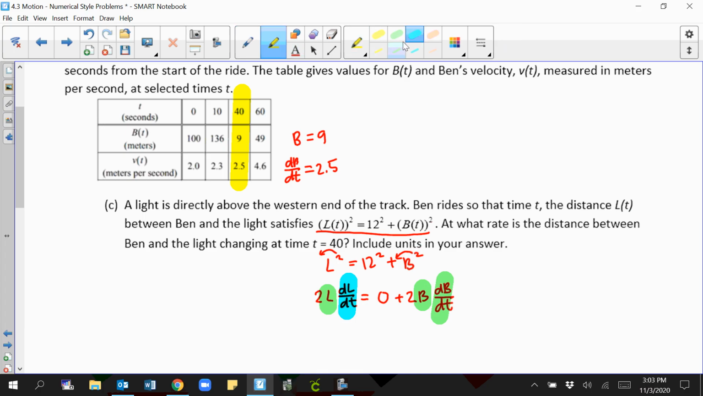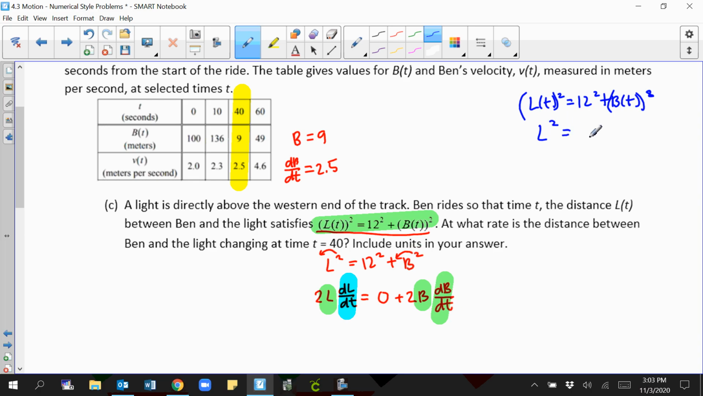So to find that L, I'm actually going to use this equation right here. So I know that L of t squared is equal to 12 squared plus B of t squared. There we go. So I'm going to say L squared is equal to, well, 12 squared is 144 plus, well, B of t is 9, so 9 squared. So L squared is equal to 144 plus 81. So L squared is equal to, well, 144 plus 81 is 225. And when I take the square root of both sides, that gives me that L is equal to 15.